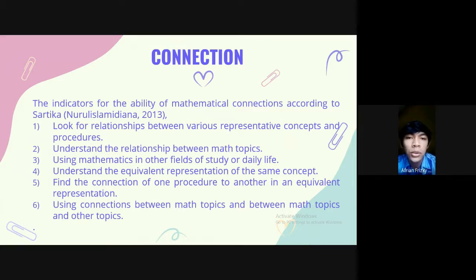The third is using mathematics in other fields of study or daily life. The fourth is understand the equivalent representation of the same concept. The fifth is find the connection of one procedure to another in an equivalent representation. And the last is using connection between mathematics topics and between mathematics topics and other topics.